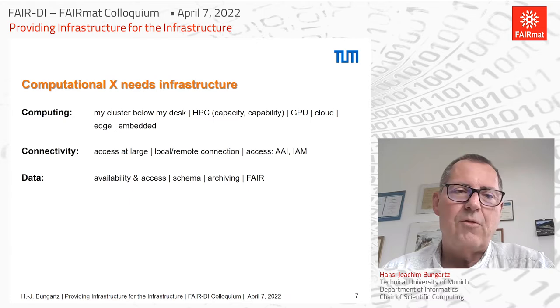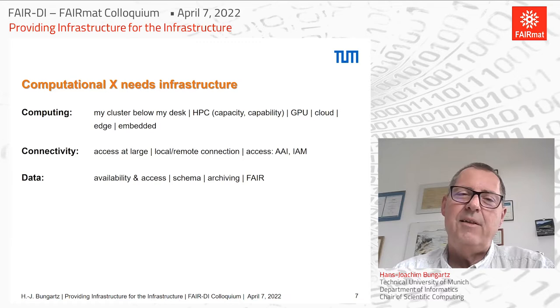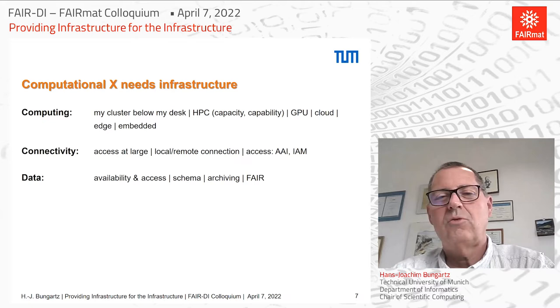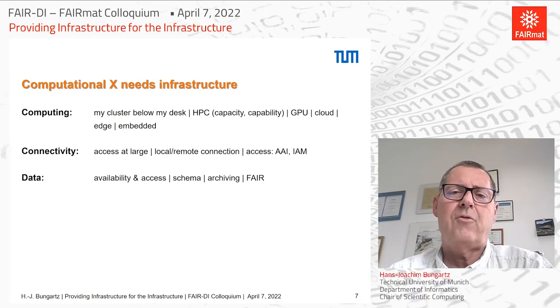And the third one, of course, is the data one. We need to have data available. When we need some specific data for our research, we need that they are there, and we need that we can access them. We need different schemas to agree on a language in which we would like to store and then also to retrieve this kind of data. Archiving is very important, sometimes for legal reasons, if you think of medical data, sometimes also for reproducibility purposes. And that, of course, can be summarized in the word FAIR.